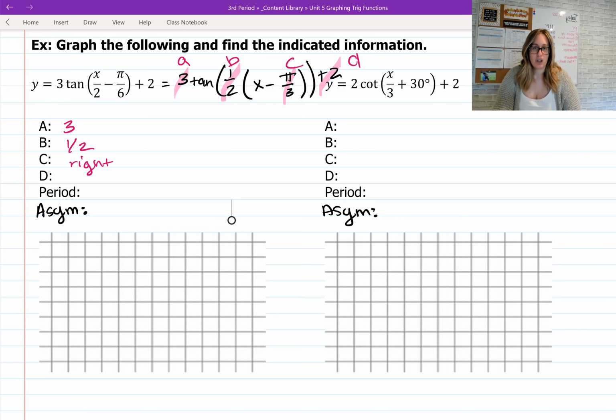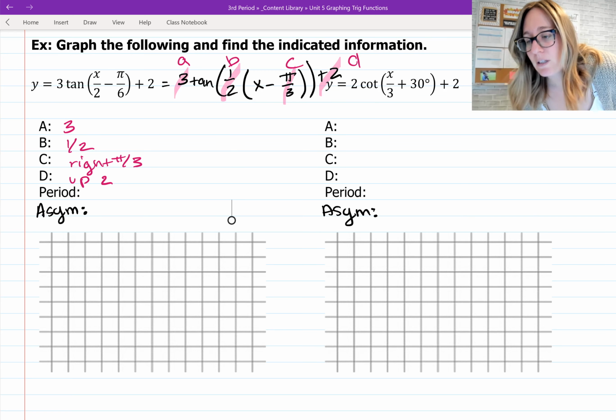And then the plus 2, that is an up 2. So I can also just say up 2. You don't have to. You can just put the pi over 3 and the 2 if you want to. I'm not that picky. As long as it's graphed correctly, that's what matters in the end, right?